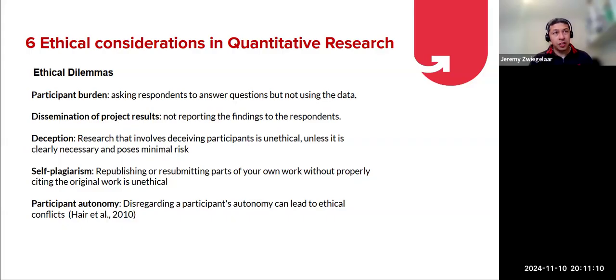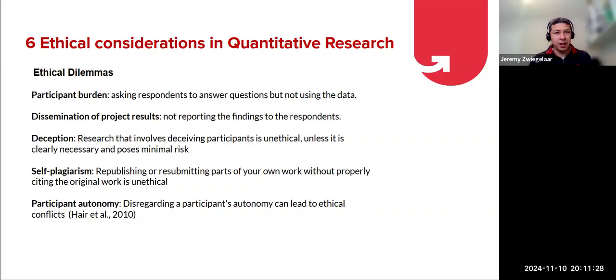Participant burden. So just think, are you going to use all of these questions? If you are not going to use certain questions, then why ask those questions? So please make sure that you only ever include the questions in your survey that you will actually use.